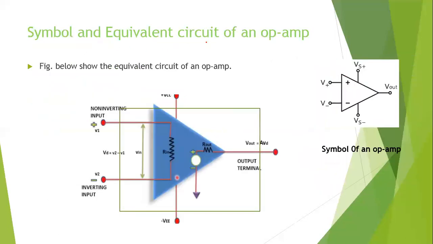Next, the symbol and equivalent circuit of an op amp. So we have already seen what is the symbol of an op amp. Here you will be having 5 terminals: 2 input terminals, one is non-inverting input and the other one is inverting input, and 2 power supplies, one is positive supply and the other one is negative supply, and 1 output terminal.